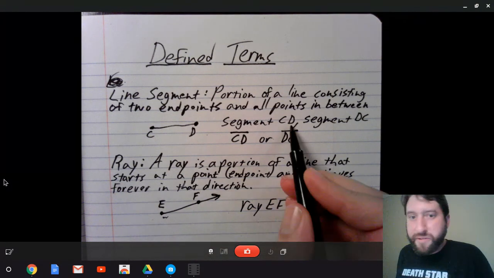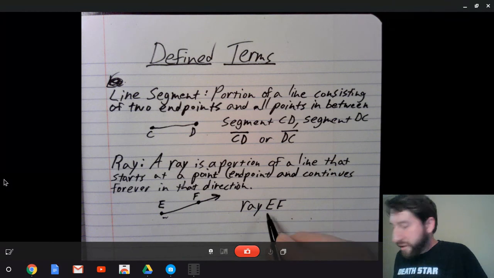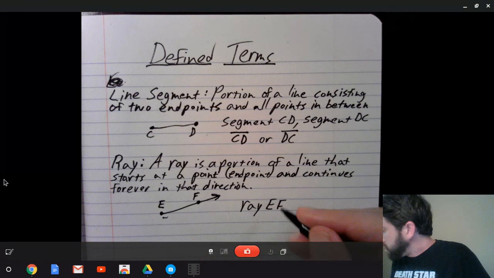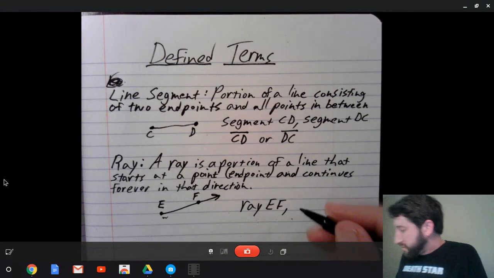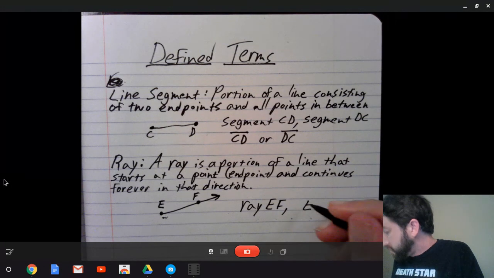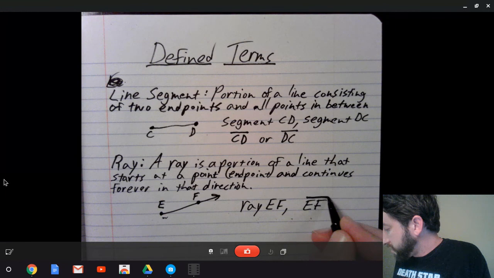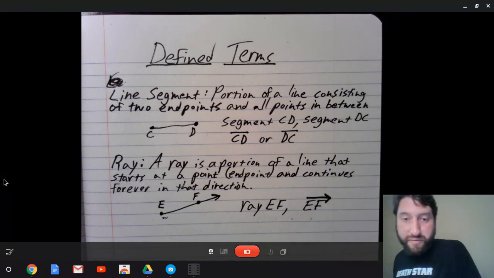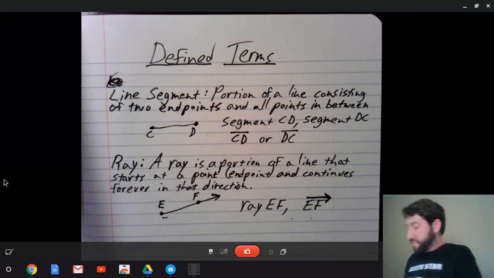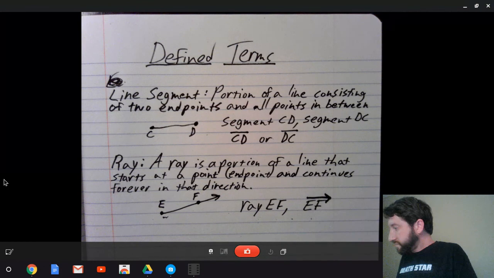So like before, I can switch these around. For a ray, I can't do that. My endpoint comes first. E is my endpoint. That's what I write first. Or I could also write it like this. I could say EF with an arrow going in just one direction. That would be a ray. So that's ray EF.